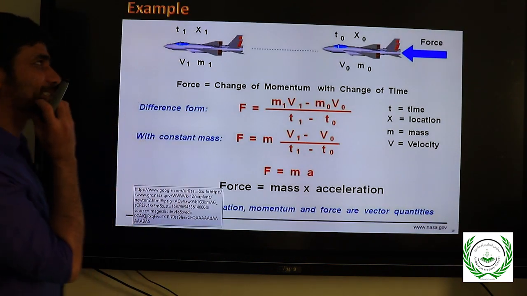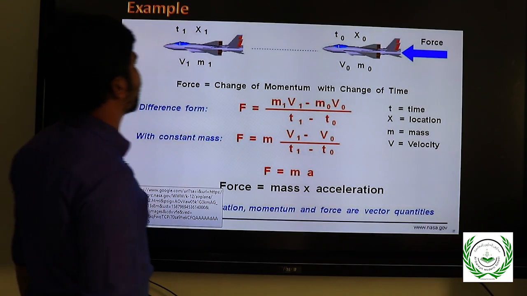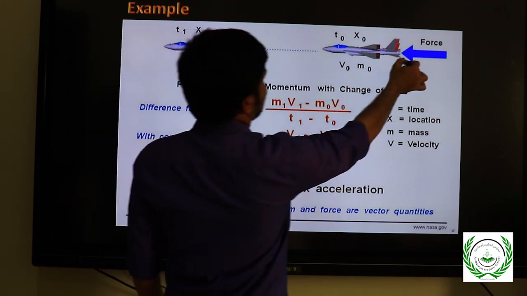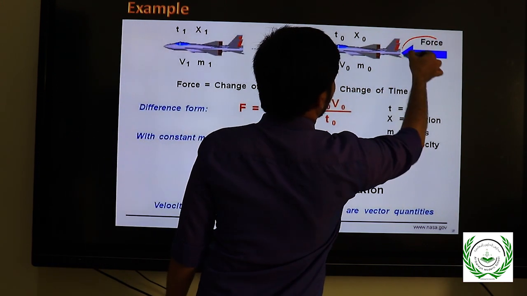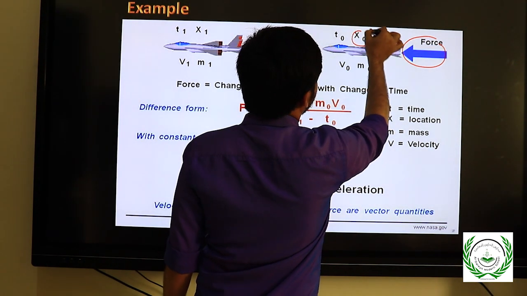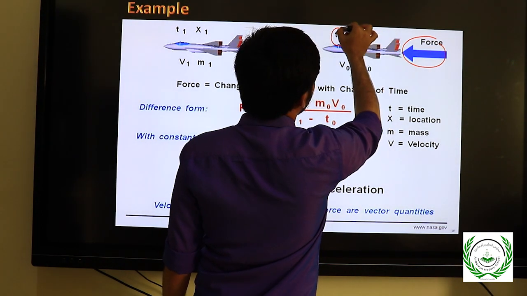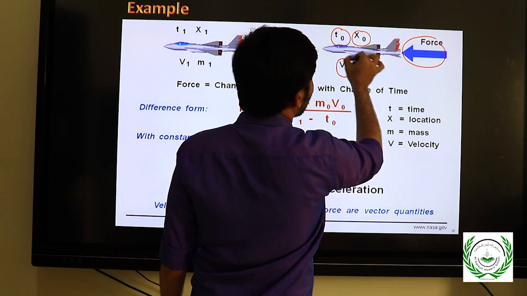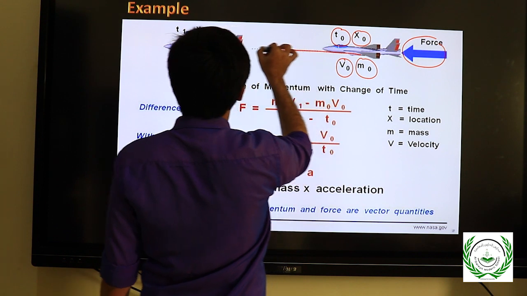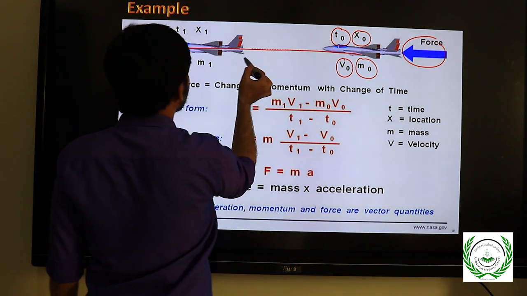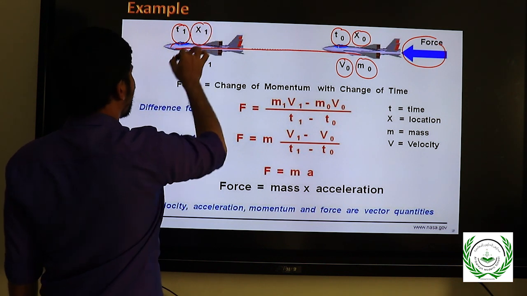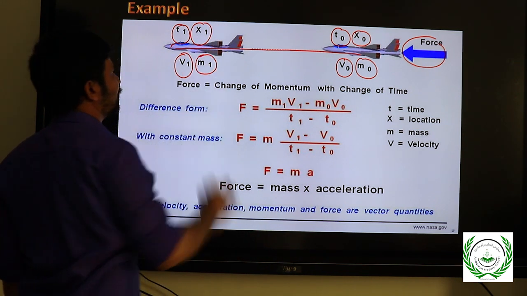Look here at a small example. You can imagine a rocket, a plane or something like that. This is the first starting point. Here there is a force, and it is moving. The position is x0 and the time is t0, the starting point, and the velocity is 0. When it starts, the position changes, so we can say the time is t1, the position has changed, the velocity has changed, and the mass.